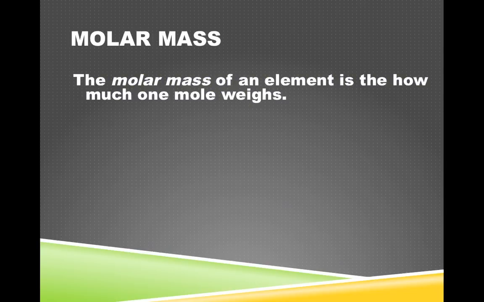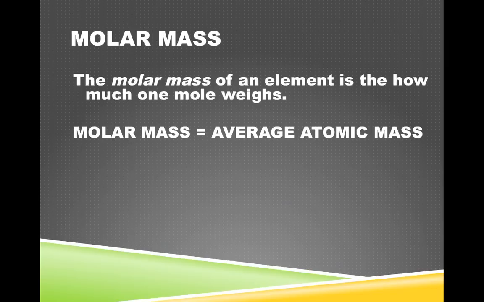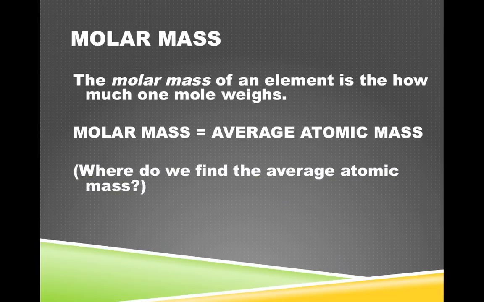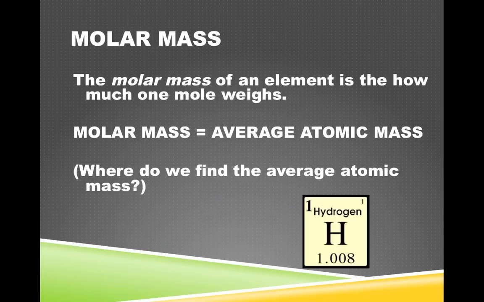Molar mass of an element is how much 1 mole of that element weighs. So the molar mass is actually equal to the average atomic mass. It's kind of funny how that works out. That's why we actually use it to average atomic mass. So again, where do you find the average atomic mass for an element? Well, you look at your periodic table and boom, there it is. That number at the bottom is your average atomic mass, and that means that is how much 1 mole of hydrogen weighs. 1 mole of hydrogen weighs 1.008 grams.